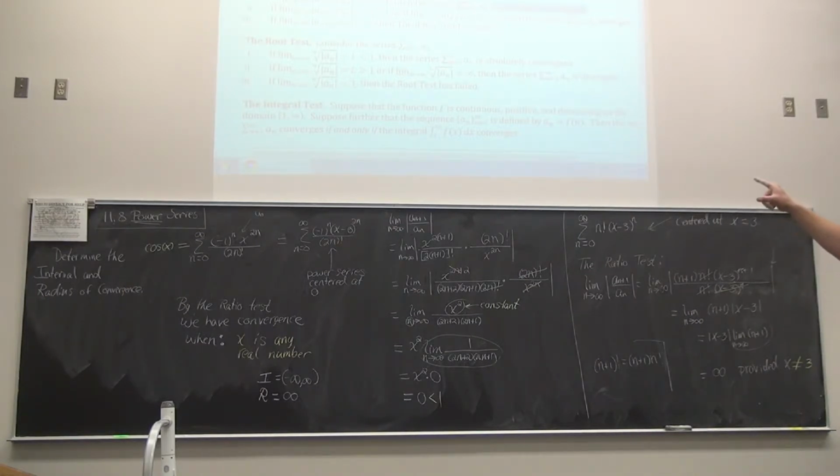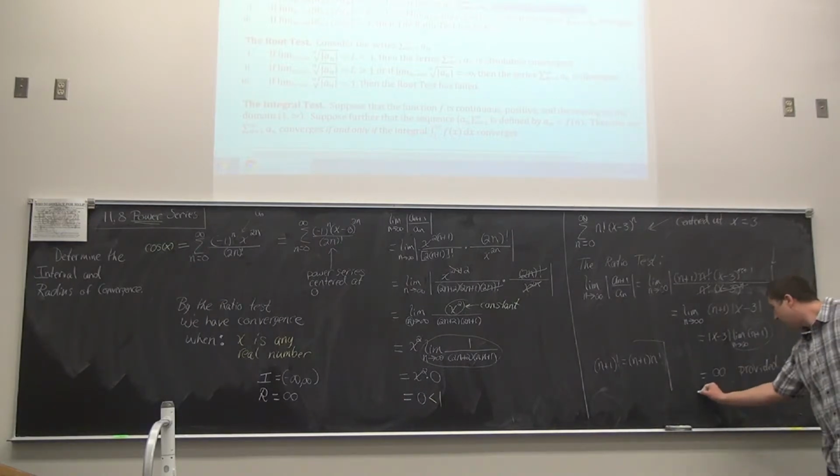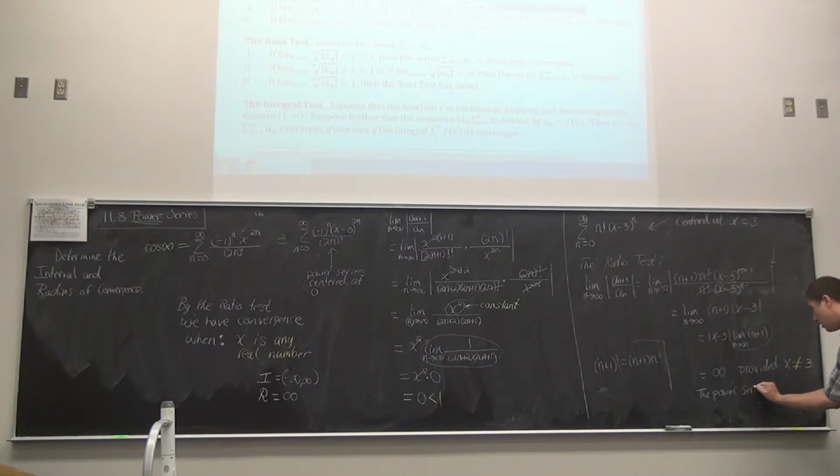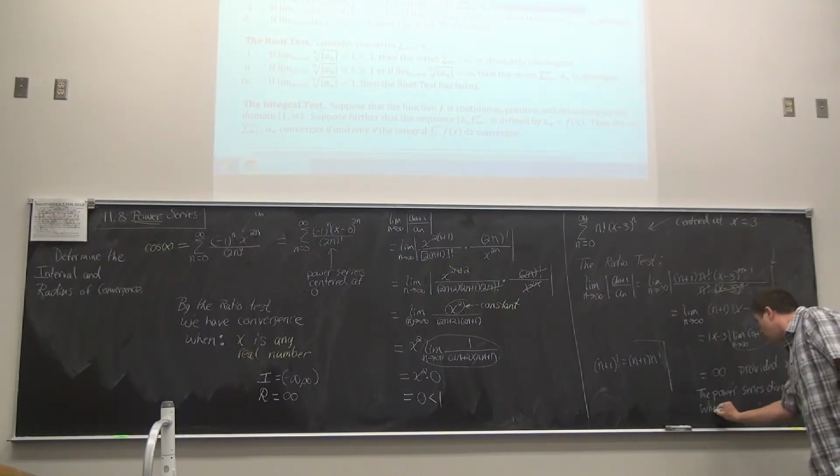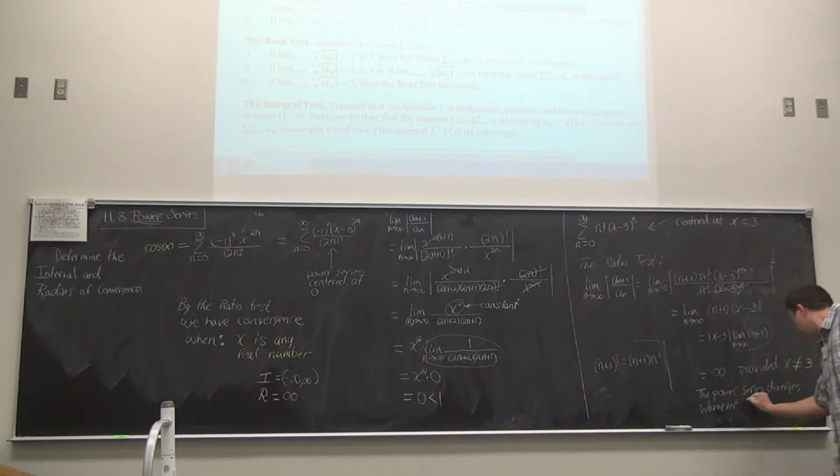The ratio test tells us, in case 2, if the limit comes out as infinity, like we just got, then we have divergence. So we're being told here that the power series diverges whenever x is different from 3.